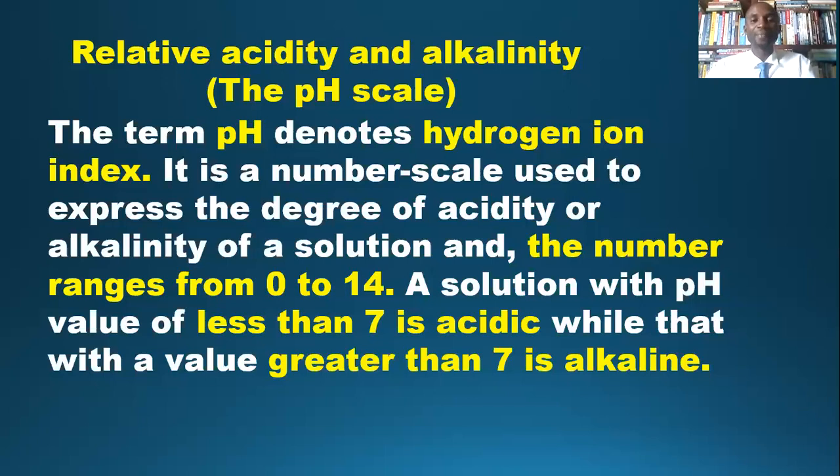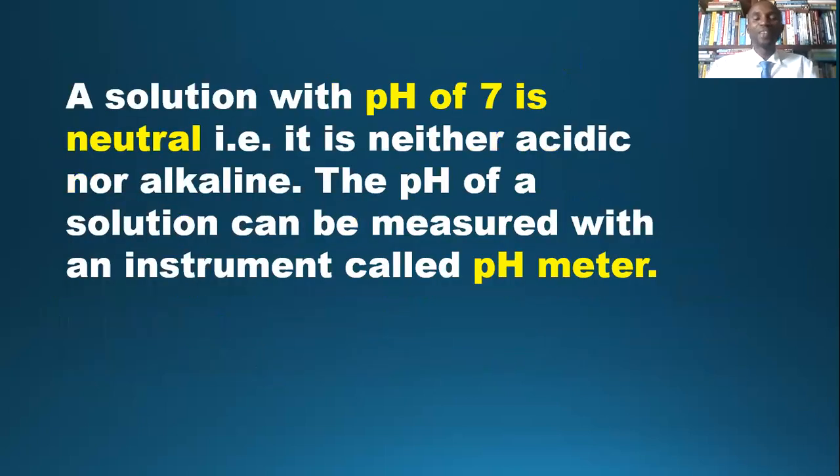Now, a solution with pH of 7 is neutral. I said it before. It means that it is neither acidic nor alkaline. The pH of a solution can be measured with the use of what? pH meter. The pH of a solution can be measured with an instrument called what? pH meter.